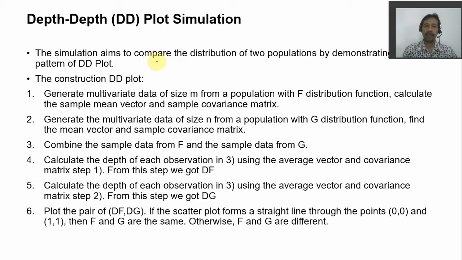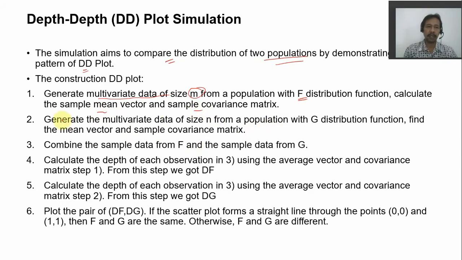The DD plot simulation. The objective of the DD plot simulation is to compare the distribution of two populations by demonstrating the pattern of the DD plot. Here are the steps for the construction of the DD plot. First, we generate multivariate data of size M for a population with distribution function F, and then we calculate the sample mean vector and sample covariance matrix.